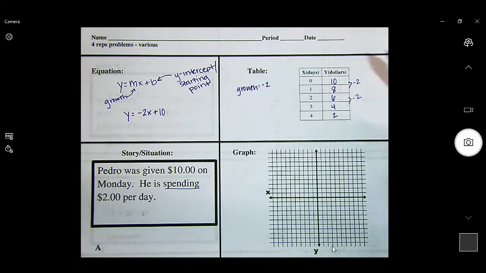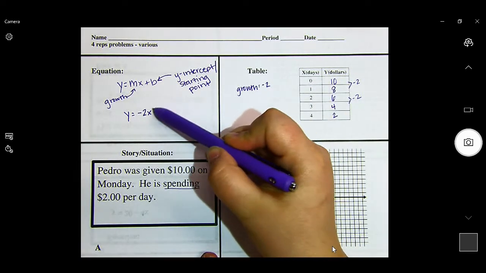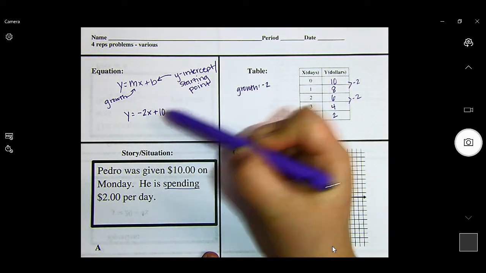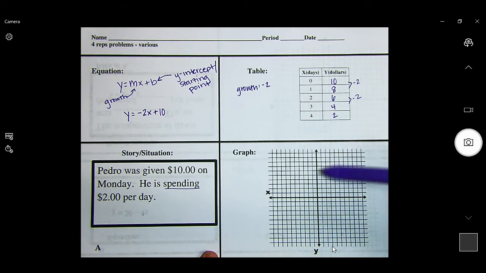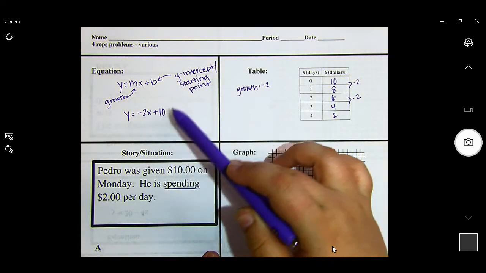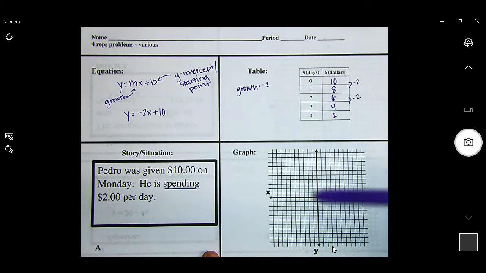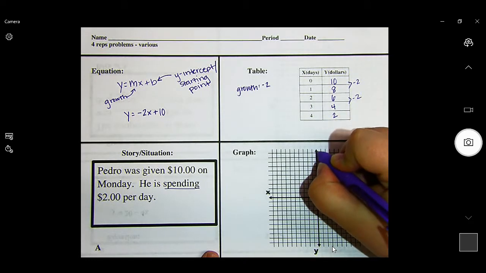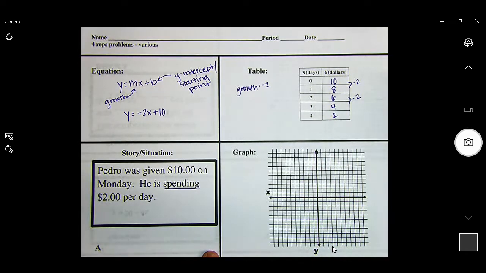So we'll start with our y-intercept. So a y-intercept tells me that on my y-axis, I know that my line for this equation is going to go through +10 on my y-axis. So if I count up to 10, so there's 3, 6, 9, 10, I know that my line is crossing through right there. So that's one point where I know where my line is.